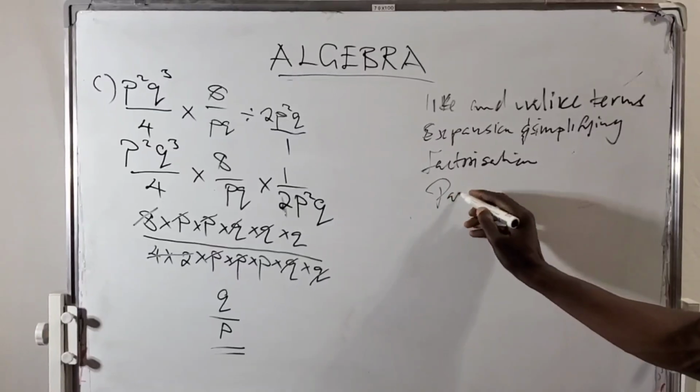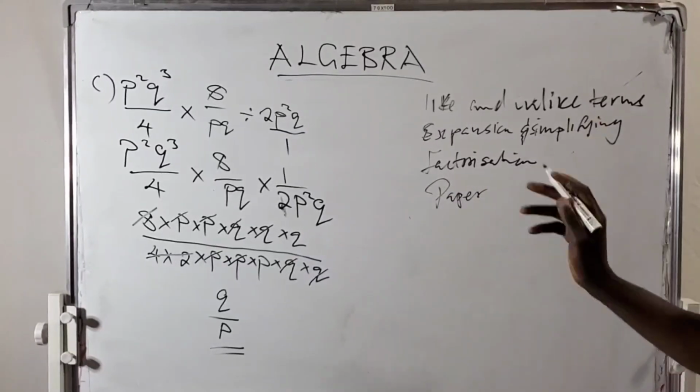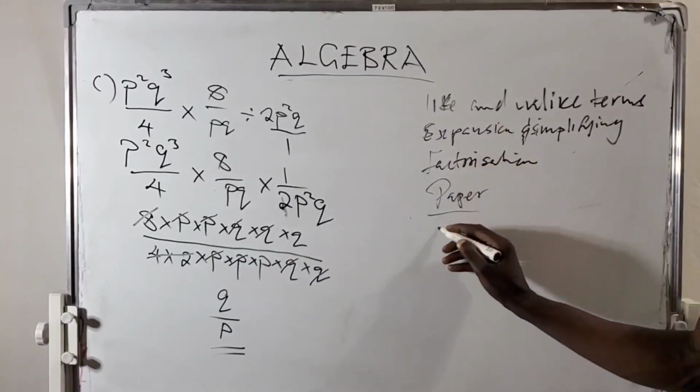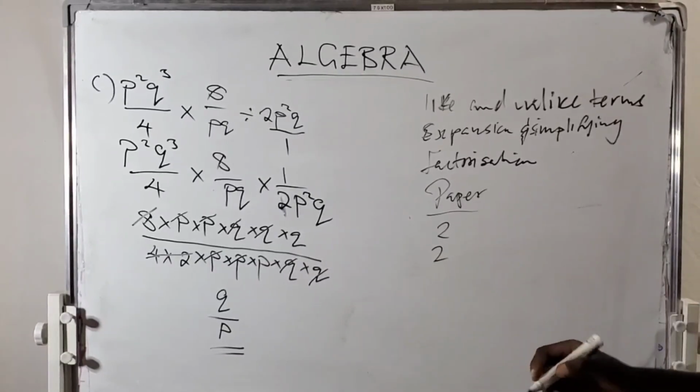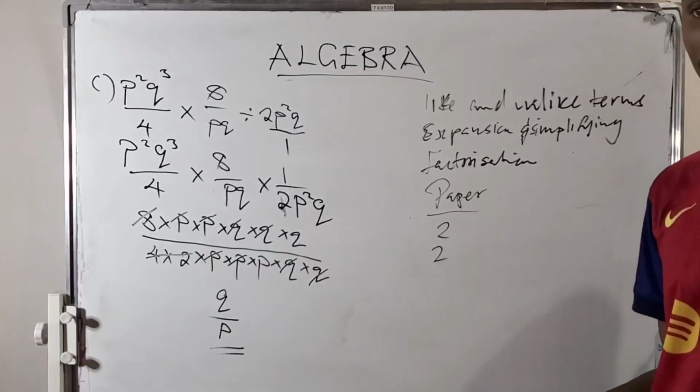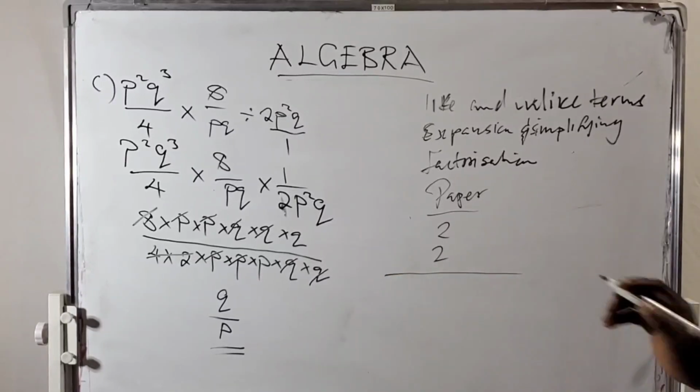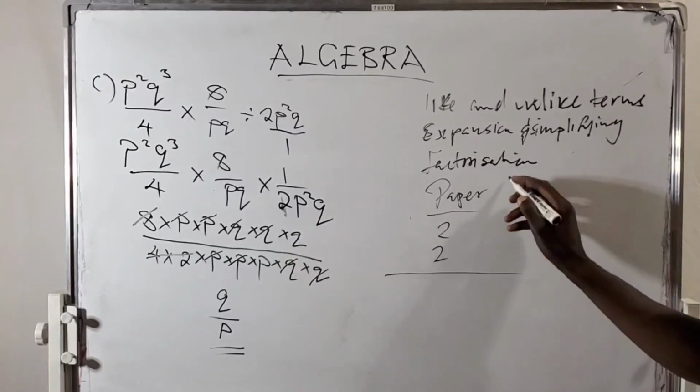In paper one, you should expect 2 marks from simplifying, right? 2 marks from factorizing, right? Okay? So that's all. Paper 1.